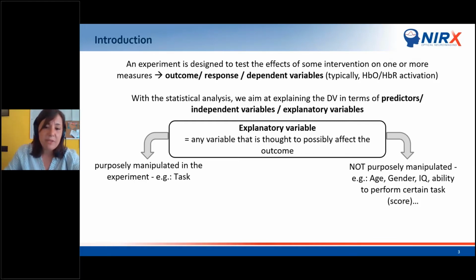An explanatory variable is any variable that we think might affect the outcome, either because it is manipulated by us, the experimenters, or not manipulated by us. This is the case of any characteristic related to the participant. The task is an explanatory variable that is purposely manipulated. But then there are also all these participant characteristics like age, gender, IQ, the ability to perform a certain task, that are not purposely manipulated in the experiment.